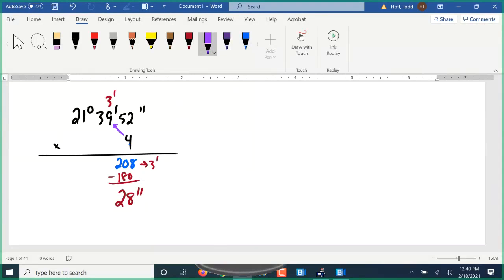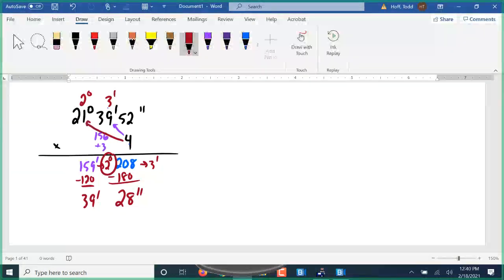Now we have 4 times 39, which is 156, plus the 3 that we carried is 159 minutes. Well, 120 would be 2 degrees. So we've got 2 degrees that we can take out of there. We'll subtract out the 120. 159 minus 120 is 39 minutes. And we'll carry the 2 degrees that we had pulled out of there.